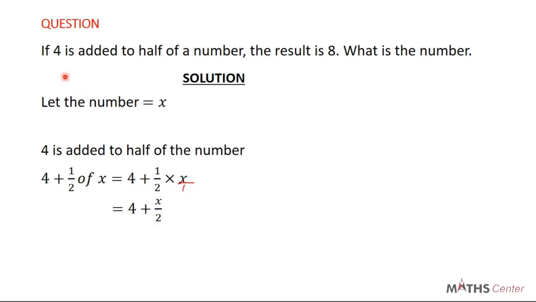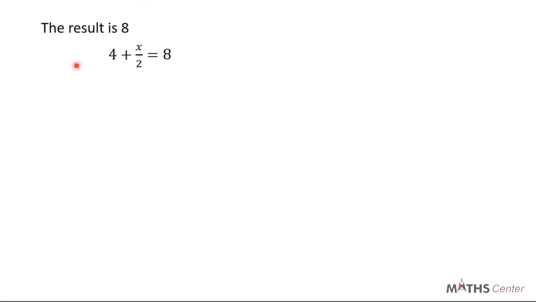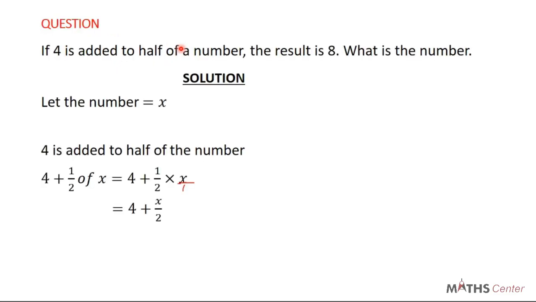The information says that if 4 is added to half of the number, the result is 8. So after you've added 4 to half of the number, we are now getting 4 plus s over 2. After you've done this, it says that the result is 8, which means that this whole thing here is 8. That means that 4 plus s over 2 is equal to 8. I hope that is clear. So let's go through the whole process again.